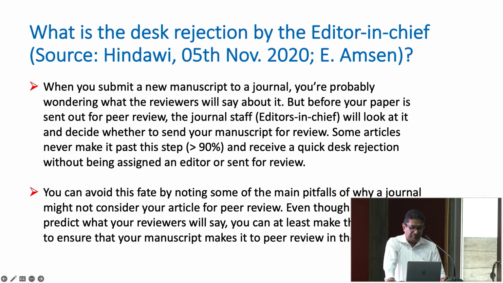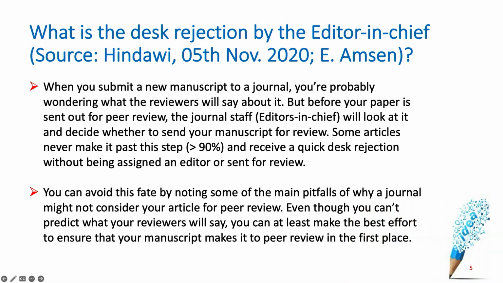When you submit a manuscript to a journal, I would like to read this one, it's very important. You are probably wondering what the reviewer will say about it. But before your paper is sent out for peer review, journal staff will look at it and decide whether to send your manuscript for review. Some articles never make it past these steps. I would say 90% stops at this level, right? And if you are unfortunate, you belong to the majority, and it receives a quick rejection without being assigned an editor or sent for review.